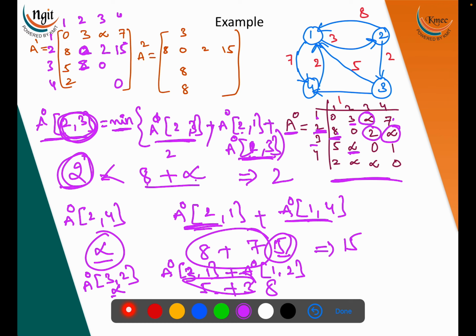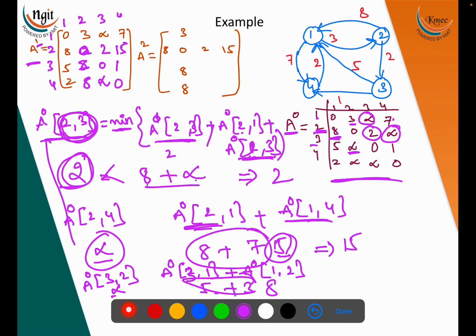So there are two more values that are left, right? Which are 3 comma 4, and 4 comma 2, 4 comma 3. If you get these values with the same procedure, the values will be 8 0 1 and 8 infinite 0. So this is what A1 matrix is. A1 is what? Making one vertex as intermediary vertex, right? So this is your A1.